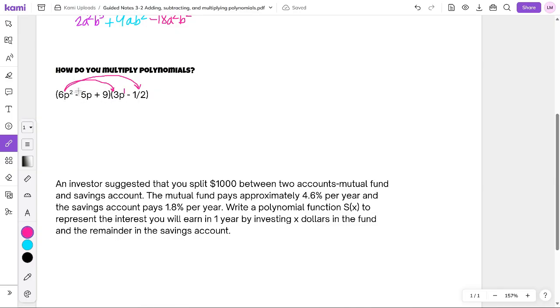All right, so look at the variables, both p and p. So I'm going to add my exponents. I'm going to multiply the numbers that are in front. So 6 times 3 is 18.